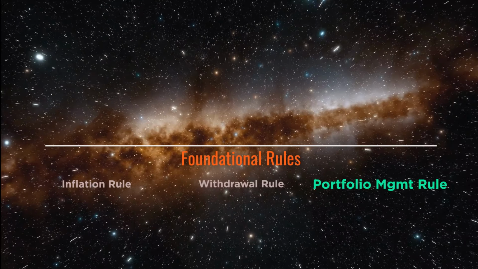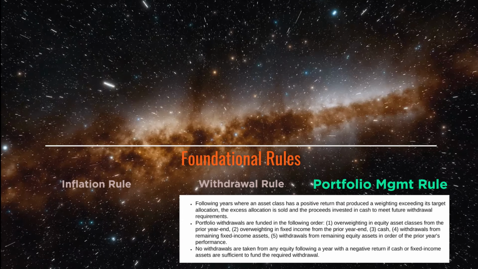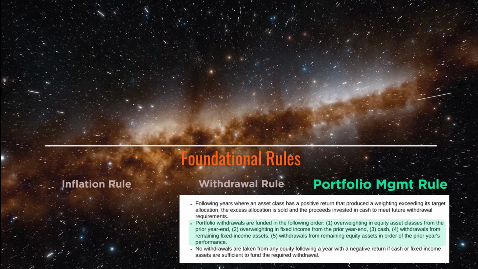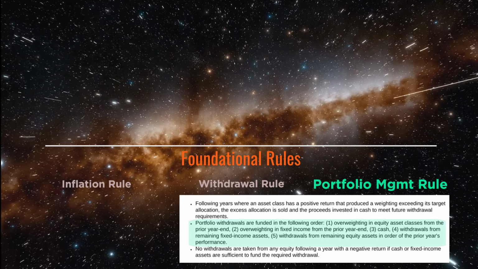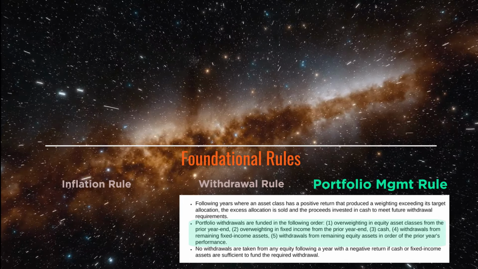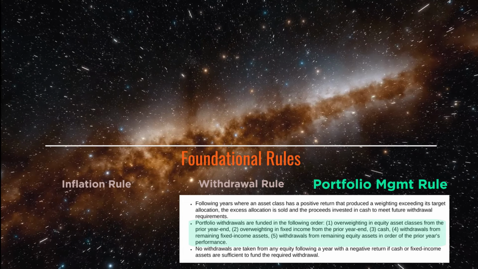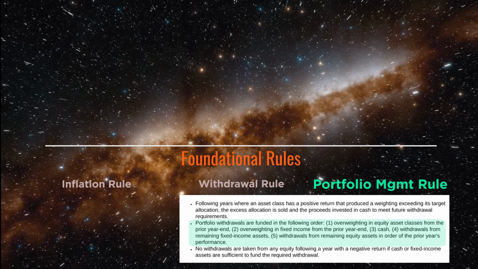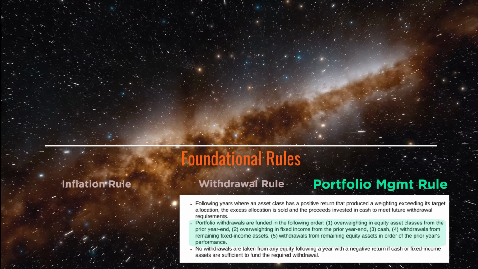Finally, the portfolio management rule helps to determine the source of funds for each year's spending from your portfolio. It follows a very specific order, to ensure your portfolio is optimized, by withdrawing from better performing asset classes, favoring overperforming equities before overperforming fixed income. The reverse order is used for underperforming asset classes.